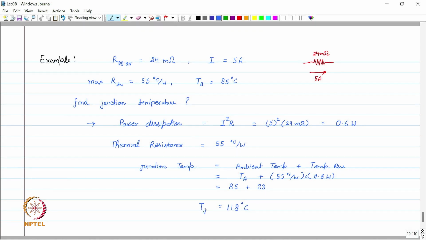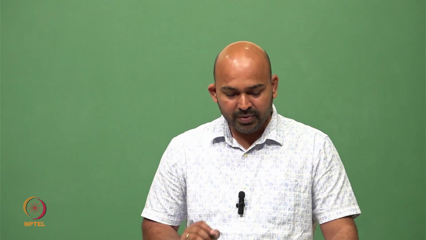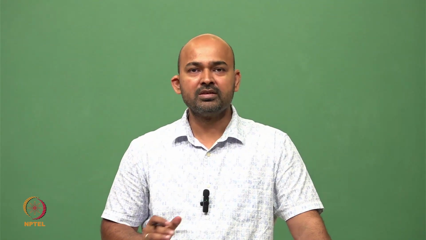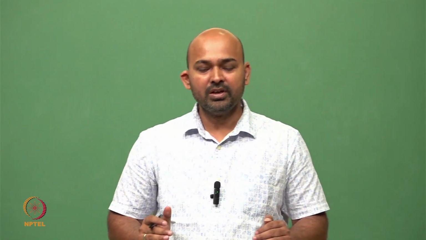So this is the junction. It means the junction temperature will rise to a steady state value of 118 degrees centigrade when the ambient temperature is 85 degree. This temperature rise is due to the electrical power dissipation happening inside the resistance. So this is the simple case of DC condition where we are assuming that there is no transient response and the heat is flowing continuously from the resistance to the ambient.